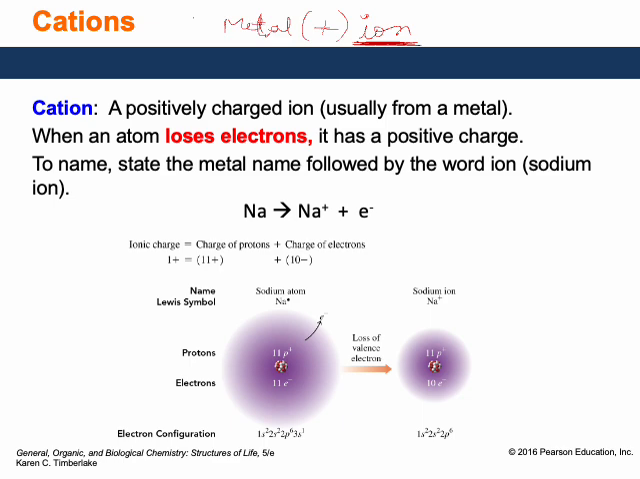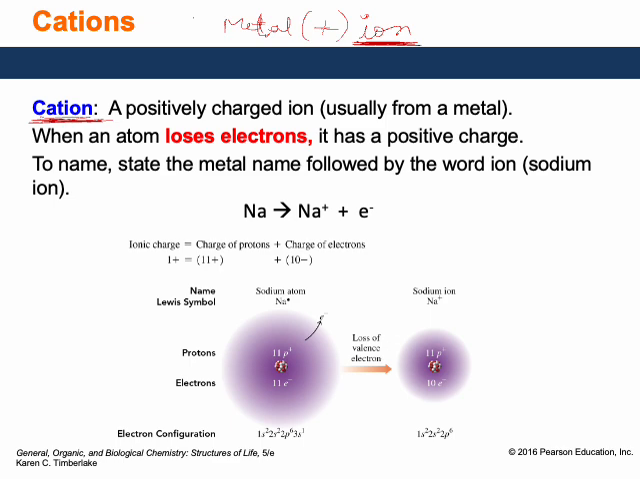Metals will always lose electrons. That is a tendency of metals. And now we know where in the periodic table metals exist. So if we know that something is a metal, it will always carry a positive charge. And positively charged ions are called cations. When an atom loses an electron, it will always have a positive charge.